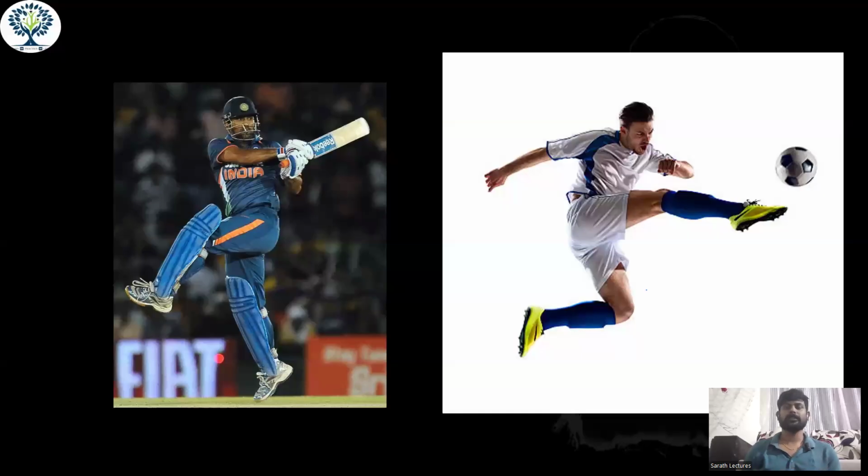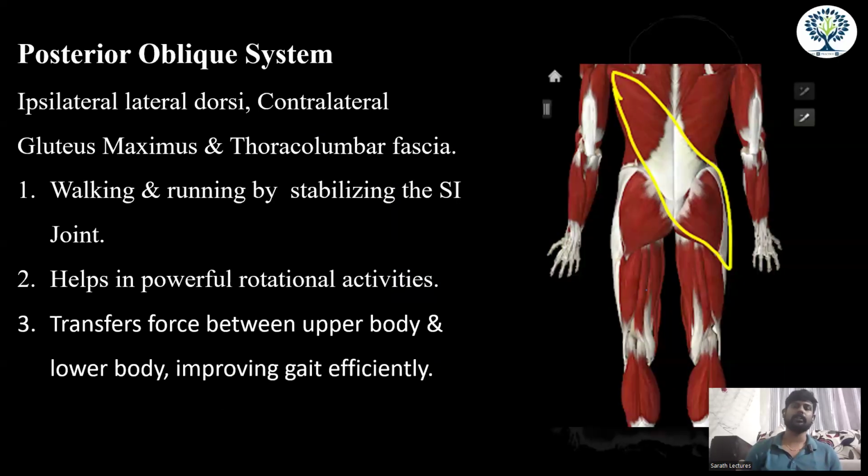Now what is meant by the posterior oblique system? The posterior oblique system is straight opposite to the anterior oblique system. One side latissimus dorsi and the opposite side gluteus maximus, connected by the fascia called the thoracolumbar fascia. This is the main muscle system stabilizing the sacroiliac joint in position. It helps in load transfer from the trunk to the pelvis whenever you are walking. The main muscle propelling you forward is the gluteus maximus, and the force is carried through the trunk via the thoracolumbar fascia to the latissimus dorsi muscle. That's it.